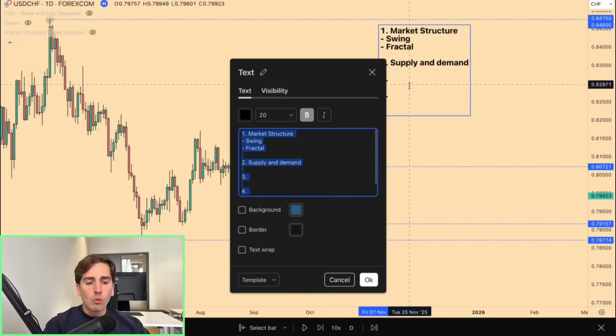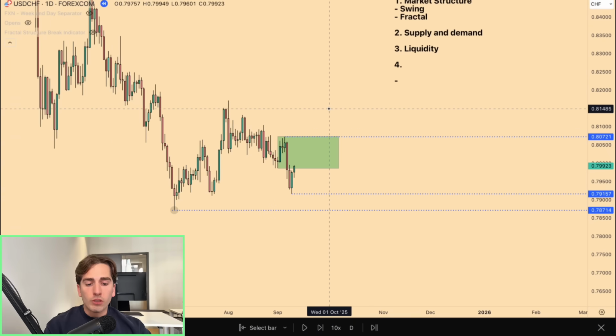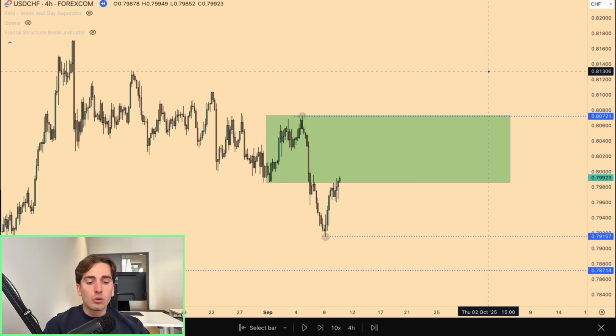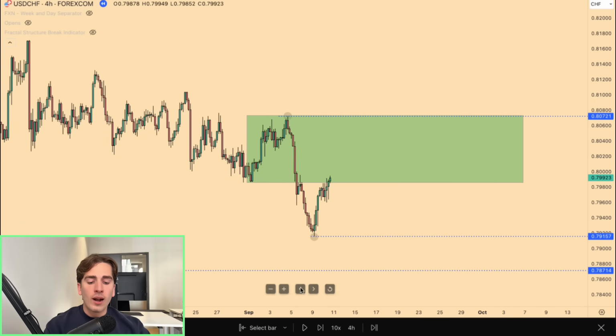Now, we move on to the third piece of confluence, which is liquidity. So when we look at liquidity, what you want to pretty much be looking for is something called a bump in the road. And the easiest way to identify this is to go to our entry time frame, which is going to be the 4-hour time frame.